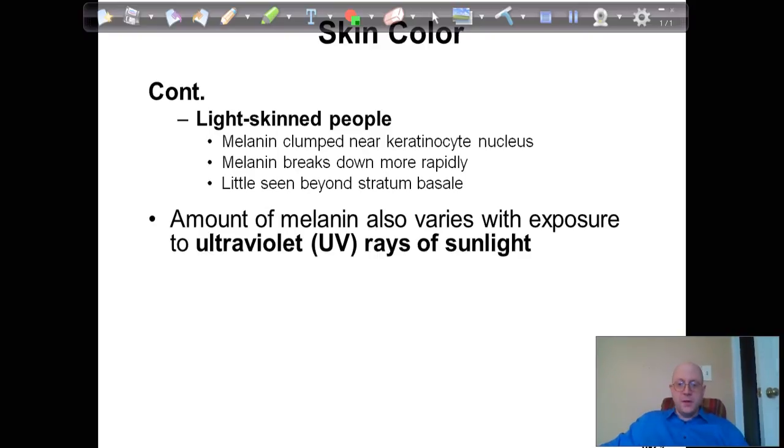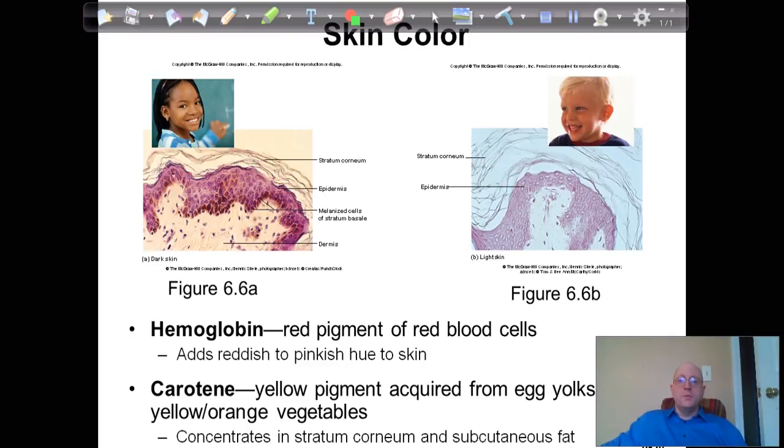Getting off topic again. All right, so back to skin color. Three things are going to color your skin: melanin from your melanocytes, and they'll be in the living layers of your epidermis, so stratum basale, stratum spinosum, and to a certain degree stratum granulosum.